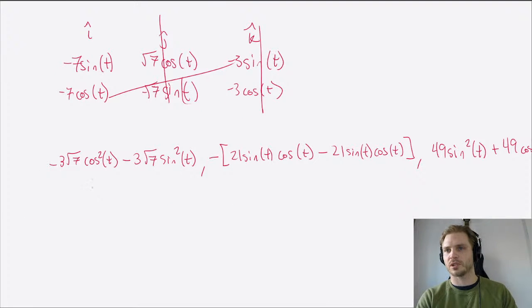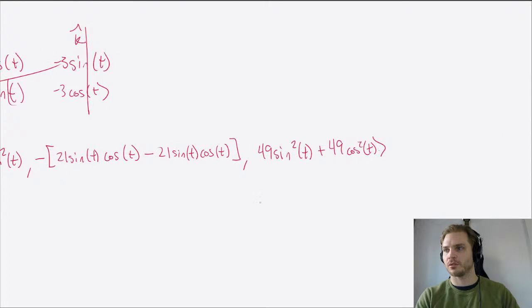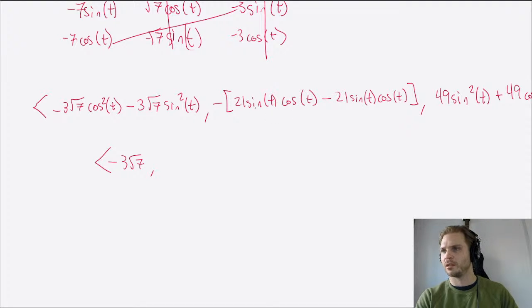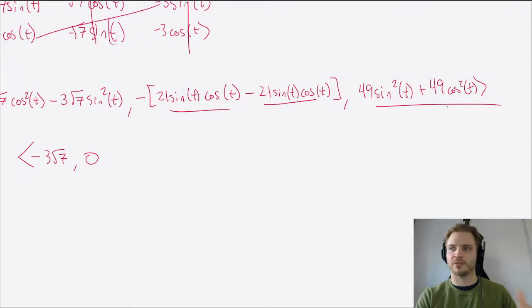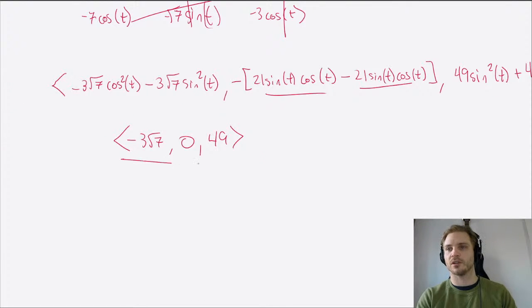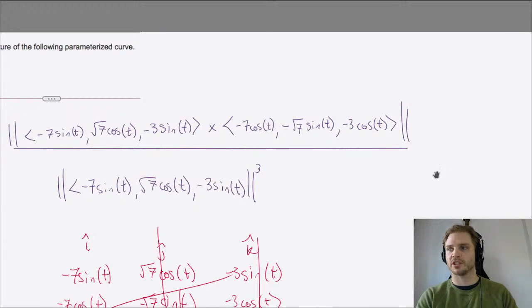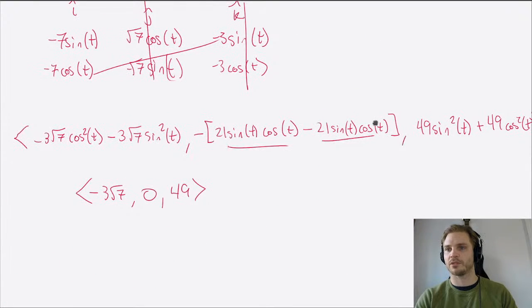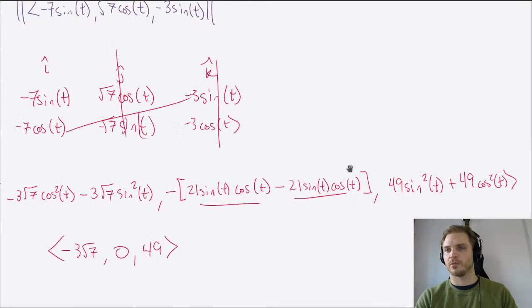If we factor out the negative 3 root 7, that's cosine squared plus sine squared, which is 1. So this becomes negative 3 root 7. This is a vector, by the way. Cross product gives us a vector. Then this plus this is 0. Negative 0 is 0. And same thing here, we factor out the 49, we have cosine squared plus sine squared, which is 1. So this is our cross product in the numerator here. Let me copy this: negative 3 root 7, 0, 49.